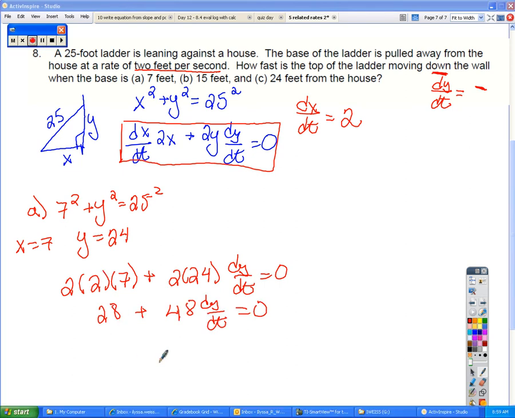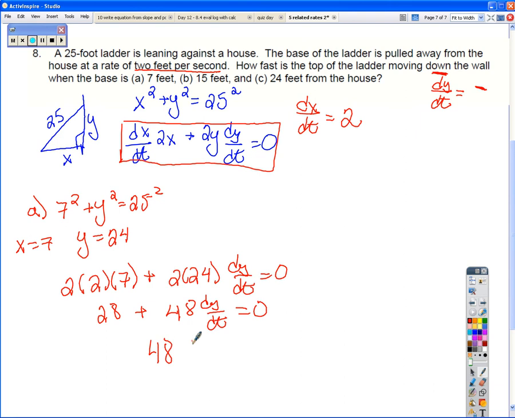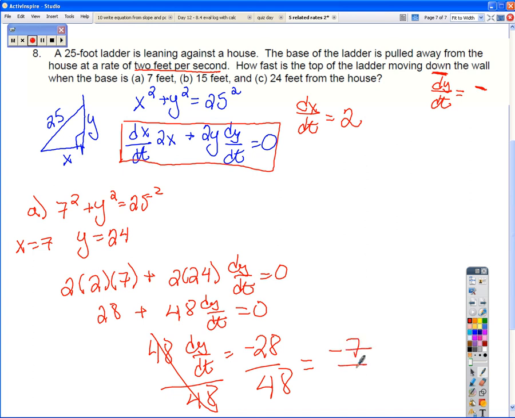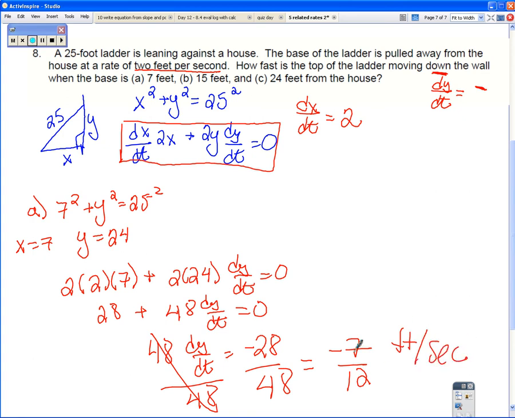Okay, so there's my calculations. I'm going to subtract the 28 over, divide by 48. So dy dt is going to simplify to negative 7/12, and that is feet per second. That is moving down the house. Now you're going to repeat that for parts B and C with different x values.